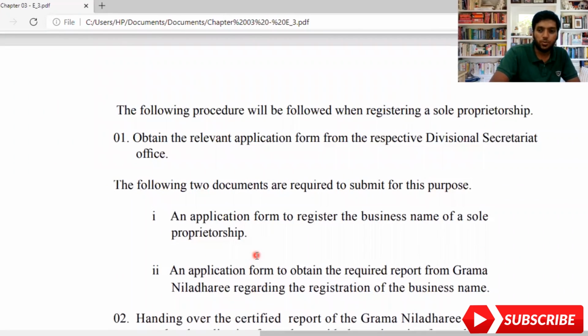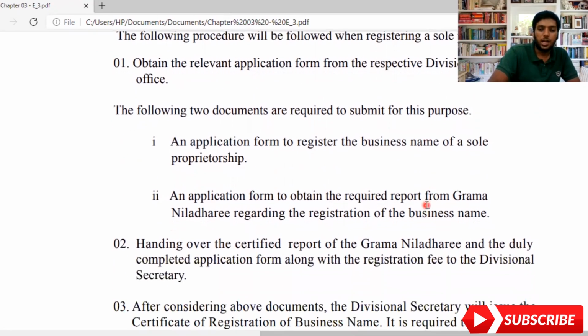Following procedures will be followed when registering sole proprietorship. Again, the same steps in a bit deep manner. Obtain the relevant application from the respective divisional secretariat office. So you go to divisional secretariat office, take your application. The following two documents are required to submit for this purpose. An application form to register business name of sole proprietorship. So you need to have a form which will say about your ownership and who is the owner, who is going to bear all these things, where is your address, everything.